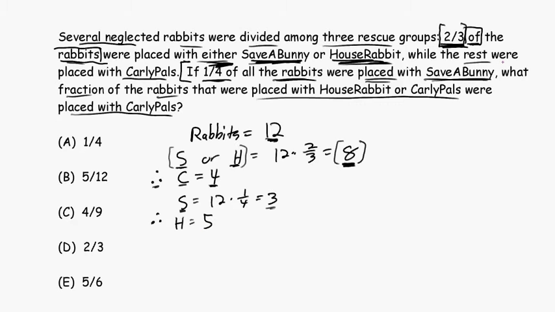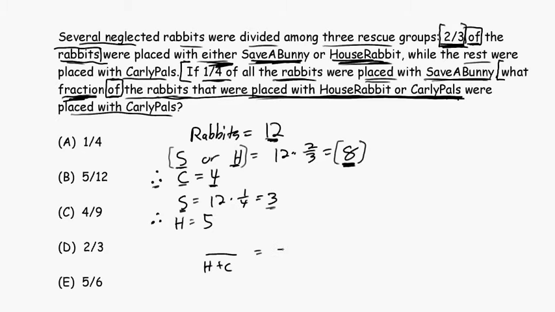Now let's keep reading, going back to the question here from this word what. What fraction of the rabbits that were placed with House Rabbit or Carly Pals? So I talk about fractions later on in the course, but let me just talk a little bit about that now, where it says what fraction. The key word again, by the way, is the word of. See how I have this of here? When they say what fraction or what percent, the denominator will be indicated by the words immediately following this of. So it says the rabbits that were placed with House Rabbit or Carly Pals. So that means my denominator is going to be House Rabbits plus Carly Pals.